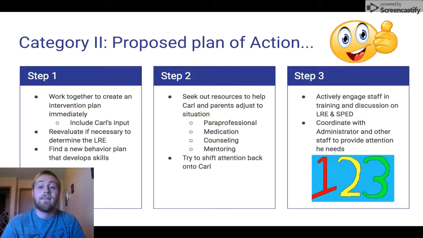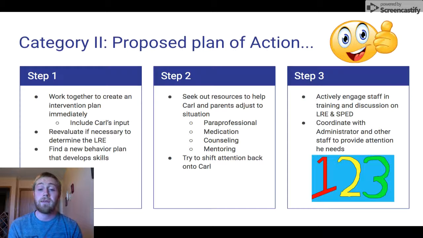Step 2 would be to seek out a lot of resources, any resources really, to help Carl and the parents adjust to this stressful situation of a messy divorce. It could include people like paraprofessionals, possibly being evaluated for medication. He has 2 older siblings that are both also on emotional IEPs, and one of them takes medicine, so possibly that could help him. Counseling services. This is a very stressful time in their lives, and I think he needs to talk through it with someone.